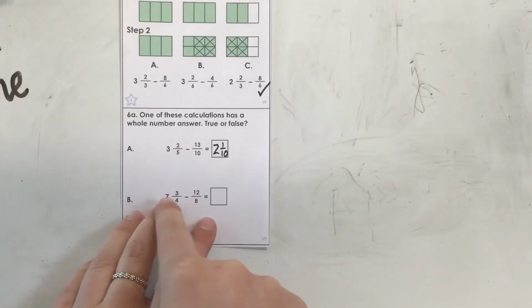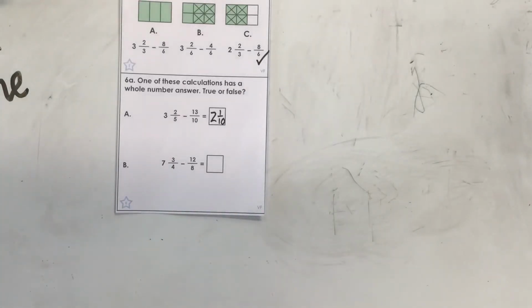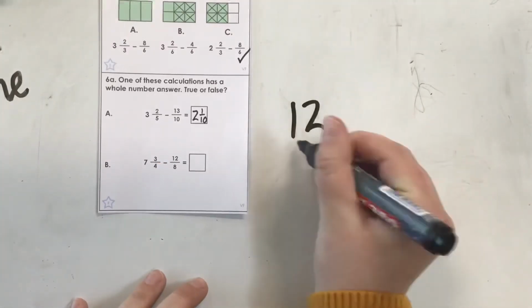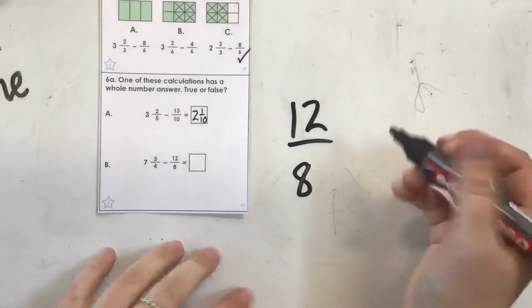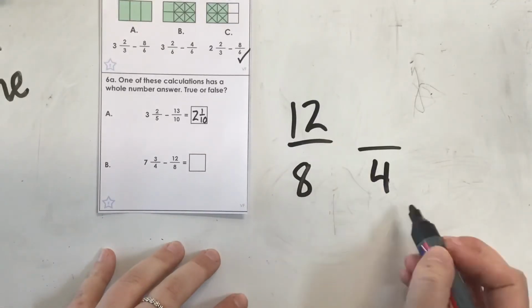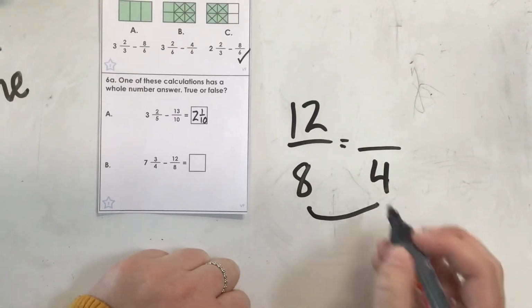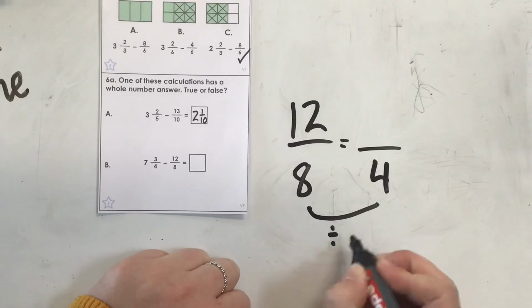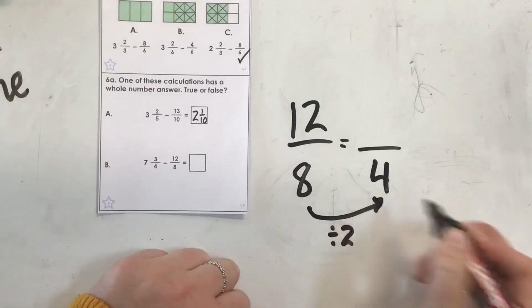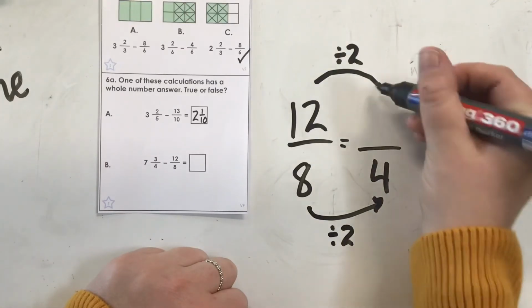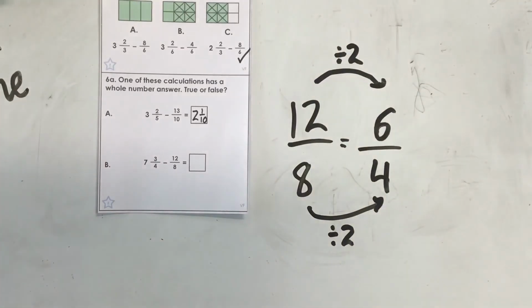Our last question is 7 3/4 take away 12/8. So can we convert our 12/8 into quarters? And the answer is yes, because we've still got that relationship of 4 being half of 8, or 8 being double 4. So what we're thinking is numbers are getting smaller, so we're dividing now. But 8 divided by 2 is 4. So 12 divided by 2 is going to leave us with 6/4. So 12/8 is equivalent to 6/4.